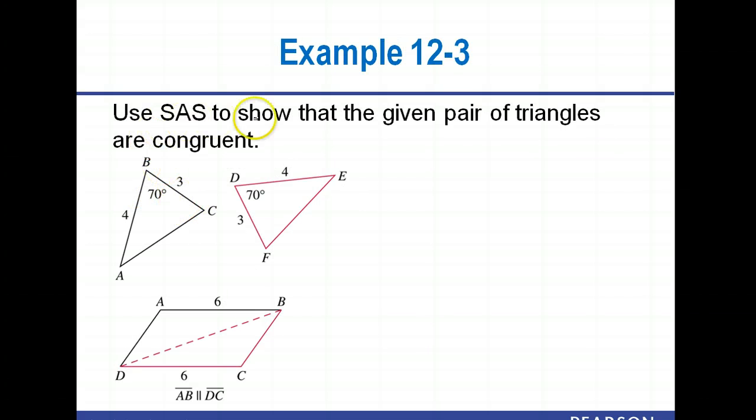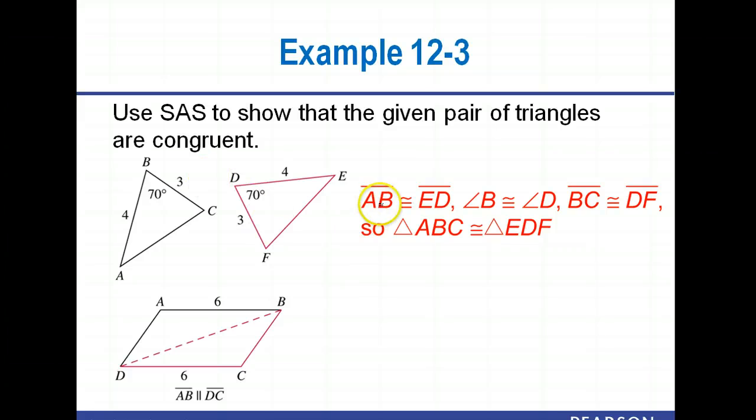So we want to use side angle side to show the given pair of triangles are congruent. Notice here that in this first example, AB is congruent to ED, they both have length 4. Angle B is congruent to angle D. They both have a measure of 70 degrees. Notice it doesn't say equal. It also doesn't say measure, right? Because remember, the alternative would be to say measure of angle B equals measure of angle D, but since we want to make use of congruency here, it's better to use the congruent notation.